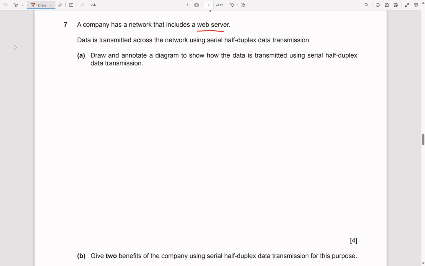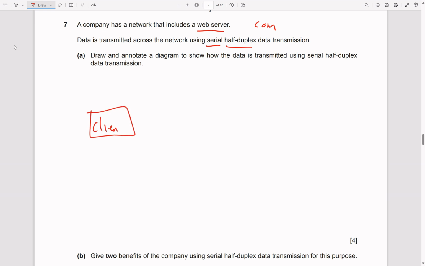So obviously, one thing we want to draw is the web server. We'd also want to draw a client, or a computer. If we're talking serial, this means we want to show the data traveling one bit at a time. And then half duplex, we want to show there are two wires, two directions, but it can only travel in one direction at the same time, not both directions simultaneously. So let's try and draw that.